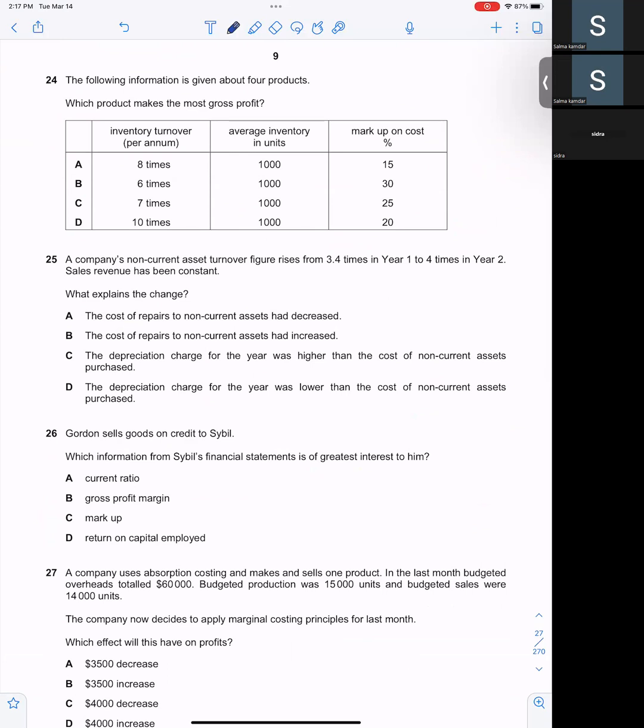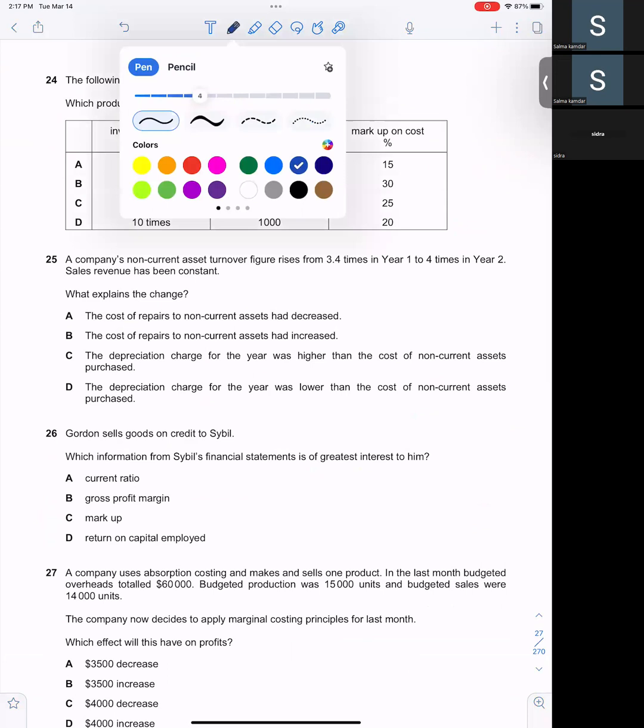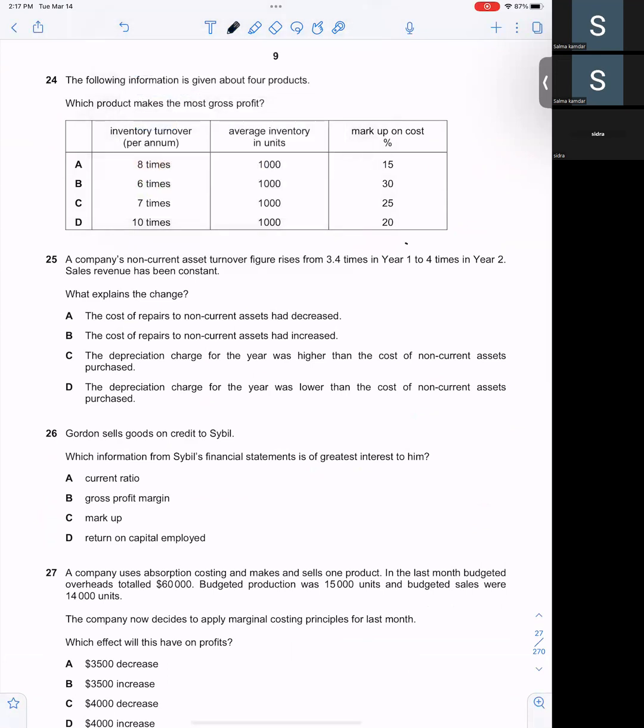The following information is given about 4 products. Which product makes the most gross profit? Markup on cost and inventory turnover ratio. The average inventory in units is the same.